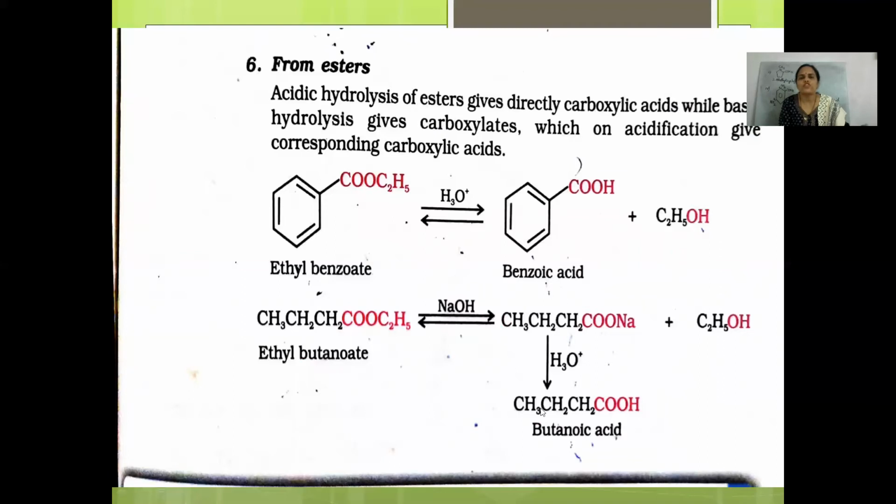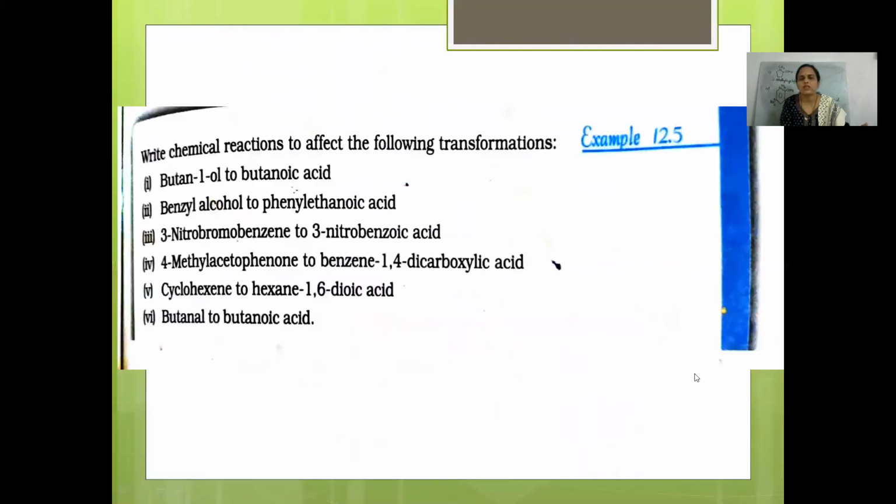The next method of preparation is from ester. Ethyl benzoate, C6H5COOC2H5, undergoes hydrolysis and this results in the formation of benzoic acid plus ethanol, C2H5OH. Ethyl butanoate on treatment with sodium hydroxide forms CH3CH2CH2COONa, the sodium carboxylate salt, which undergoes hydrolysis and this results in giving you butanoic acid, CH3CH2CH2COOH, along with ethanol, C2H5OH.